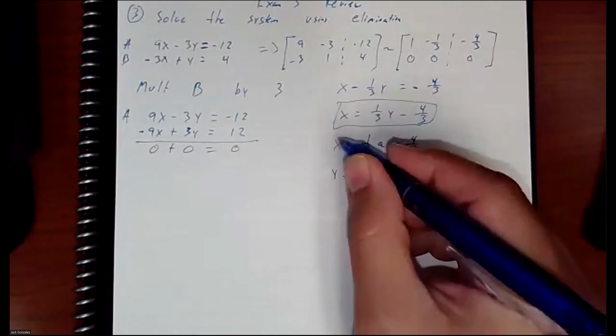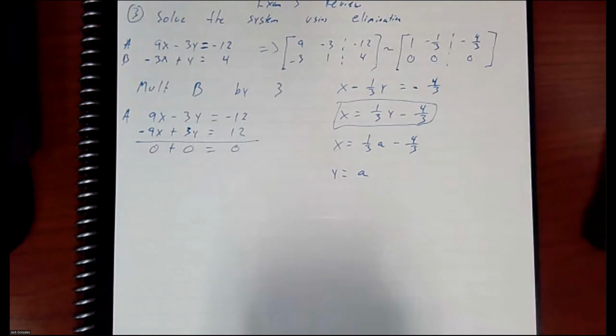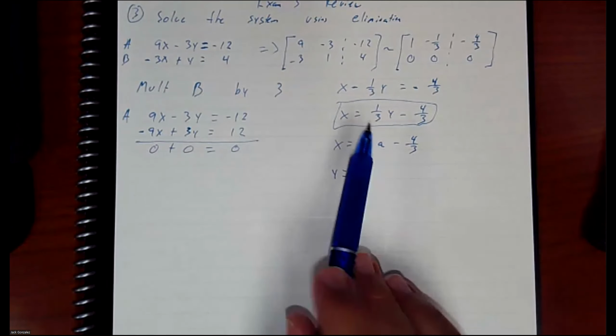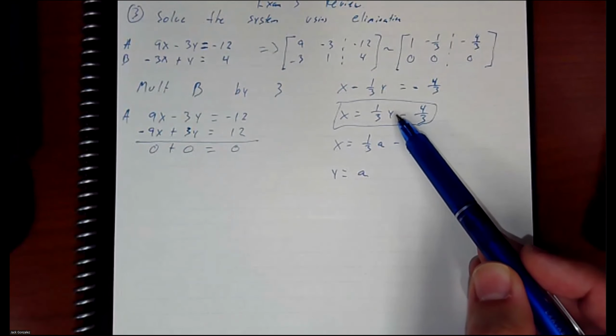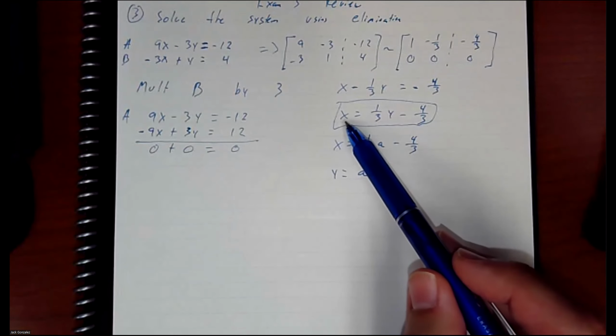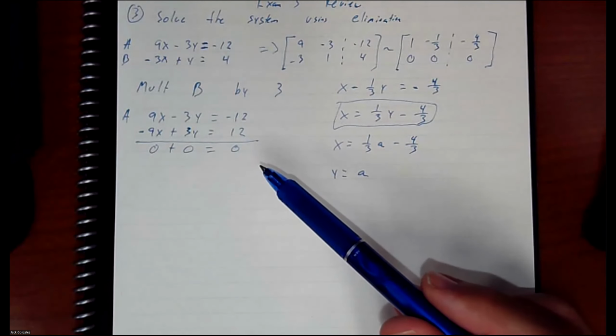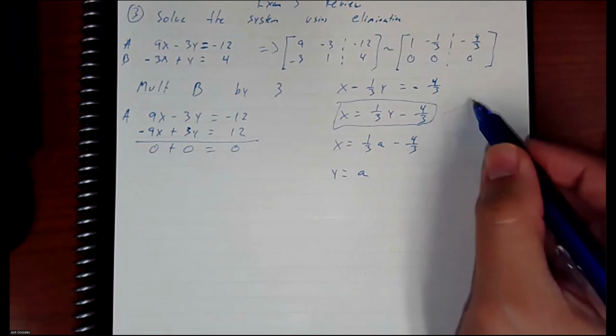So what if it wasn't 0? I guess it doesn't matter. Yeah, if you have a row of zeros, you have an infinite number of solutions because it's going to depend on what you choose for y. y can be anything. So for every y that you choose, x changes. That's why it's infinite. So just write this guy here.